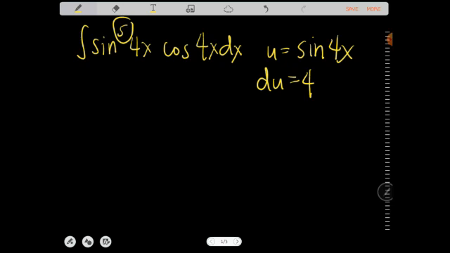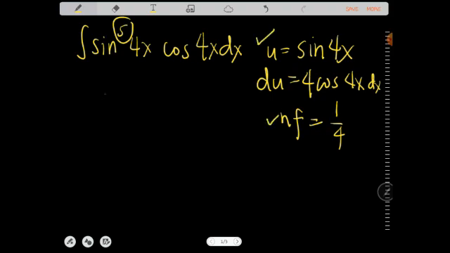Differentiation of sine 4x is equal to 4 cosine of 4x dx. Okay? So hence, our neutralizing factor in this case is 1/4. So yan yung ating kukunin dyan. Yun yung pinaka-importante, itong dalawang to.